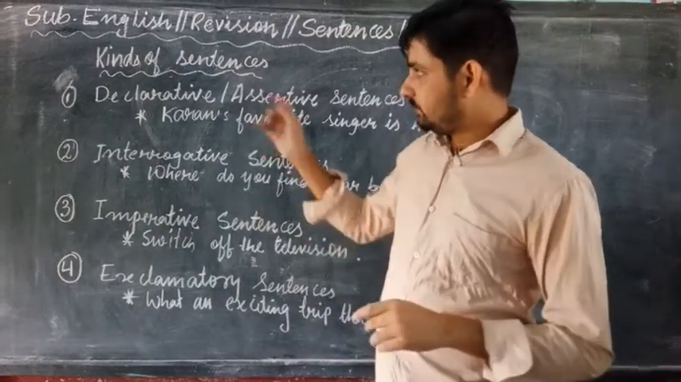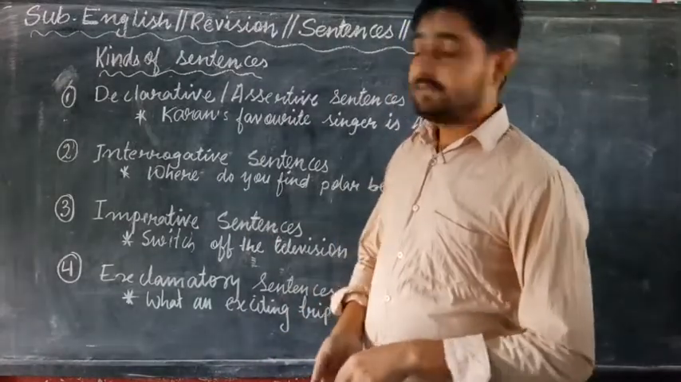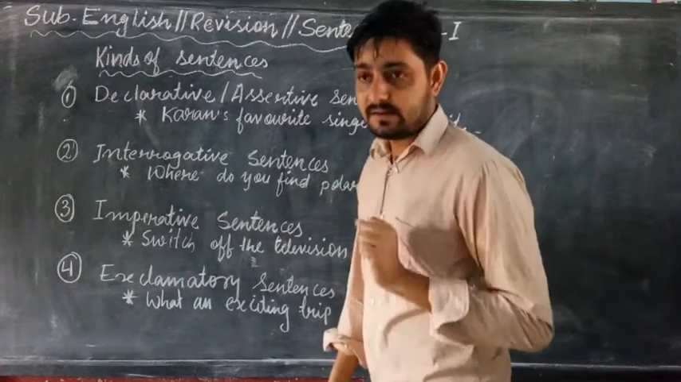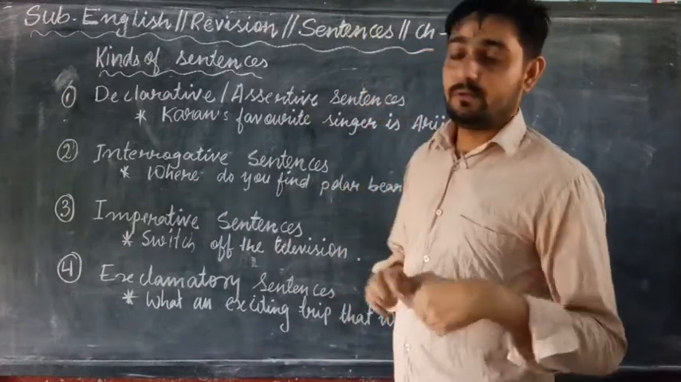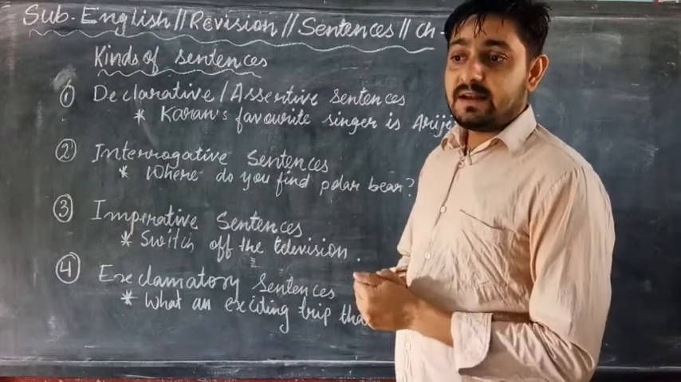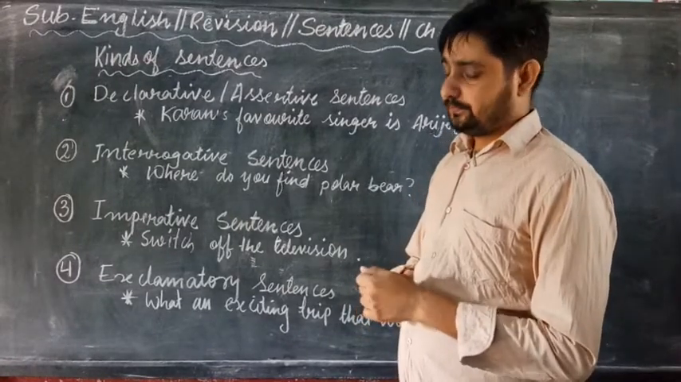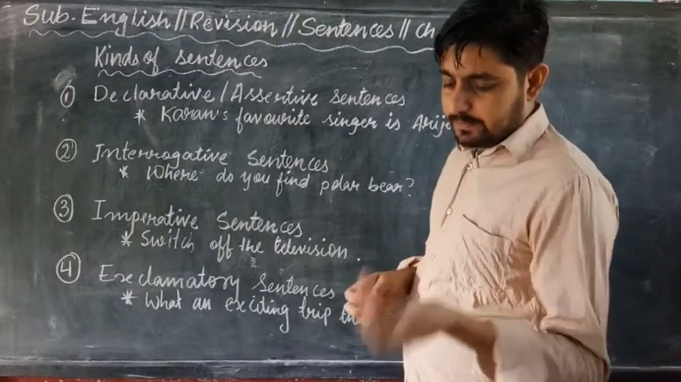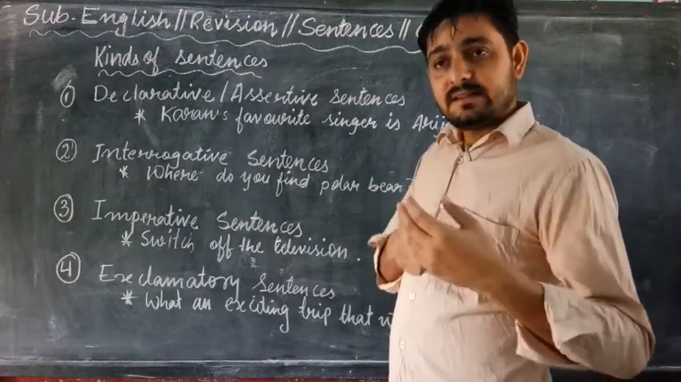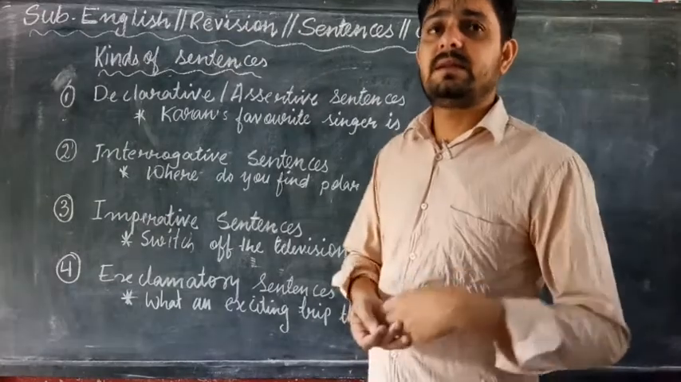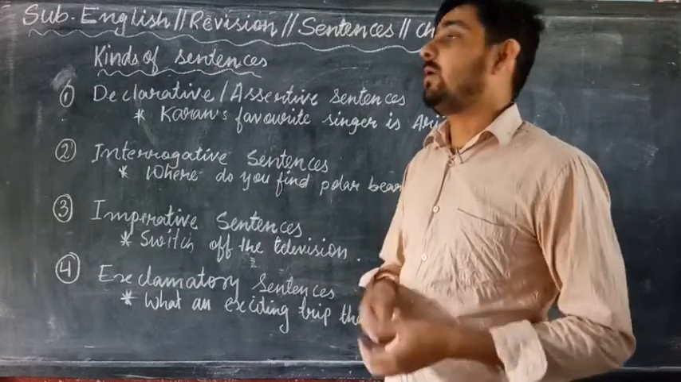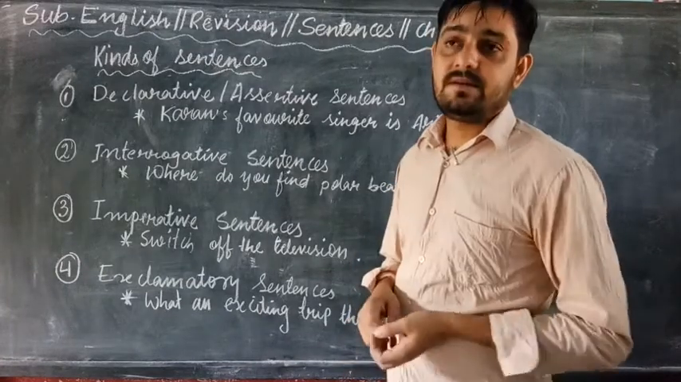So let's see these kinds of sentences here: declarative and assertive sentences. The first kind of sentence we have here is the declarative, which we also call assertive sentences. A declarative or assertive sentence is one that states or declares something, that tells us something. So that is called the declarative or assertive sentence.